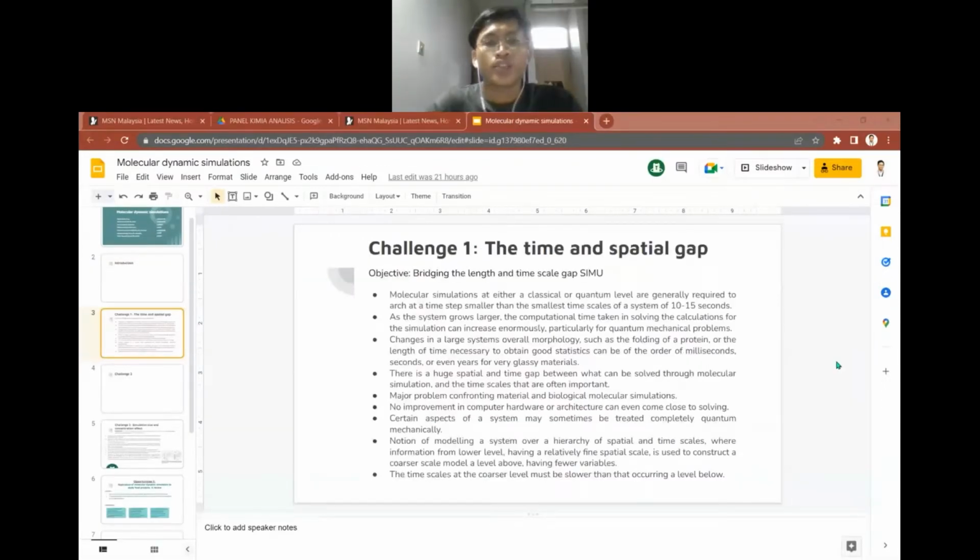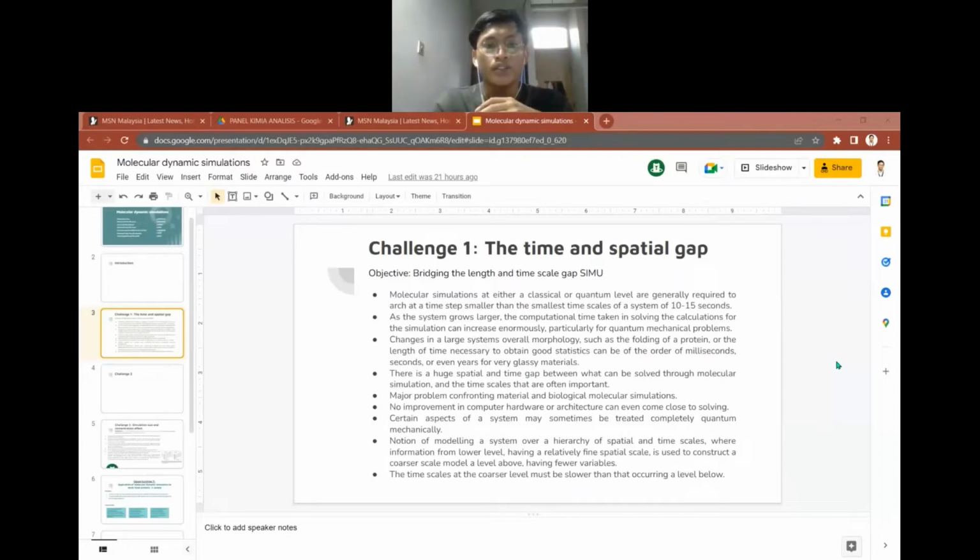So the first challenge is the time and spatial gap. The objective is bridging the length and time scale gap. Molecular simulations at either a classical or quantum level are generally required to march at a time step smaller than the smallest time scales of the system, of the order of 10^-15 seconds. As the system grows larger, the computational time taken to solve the calculations for the simulation can also increase enormously, particularly for quantum mechanical problems.